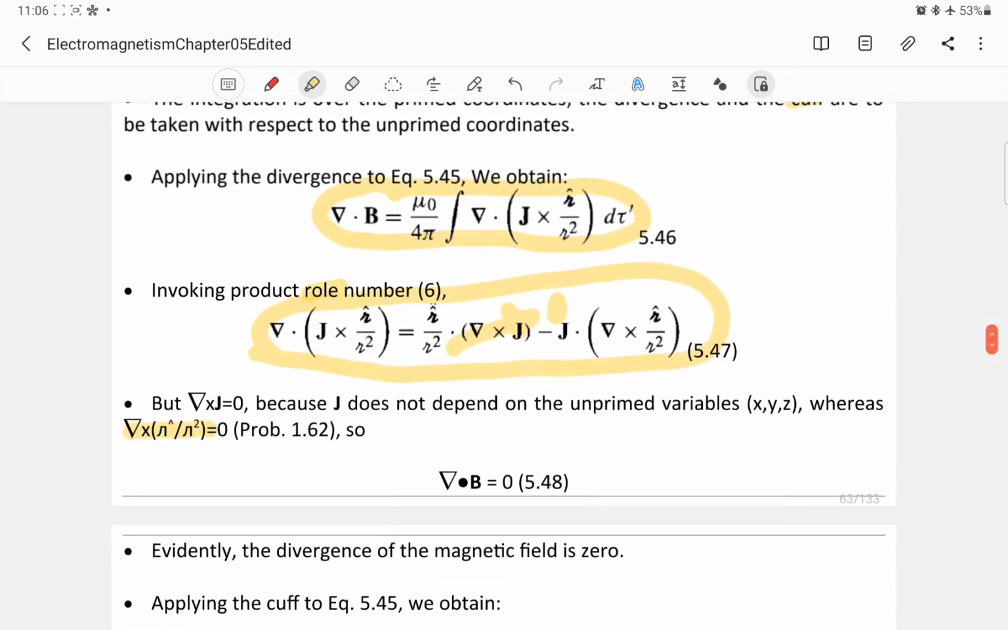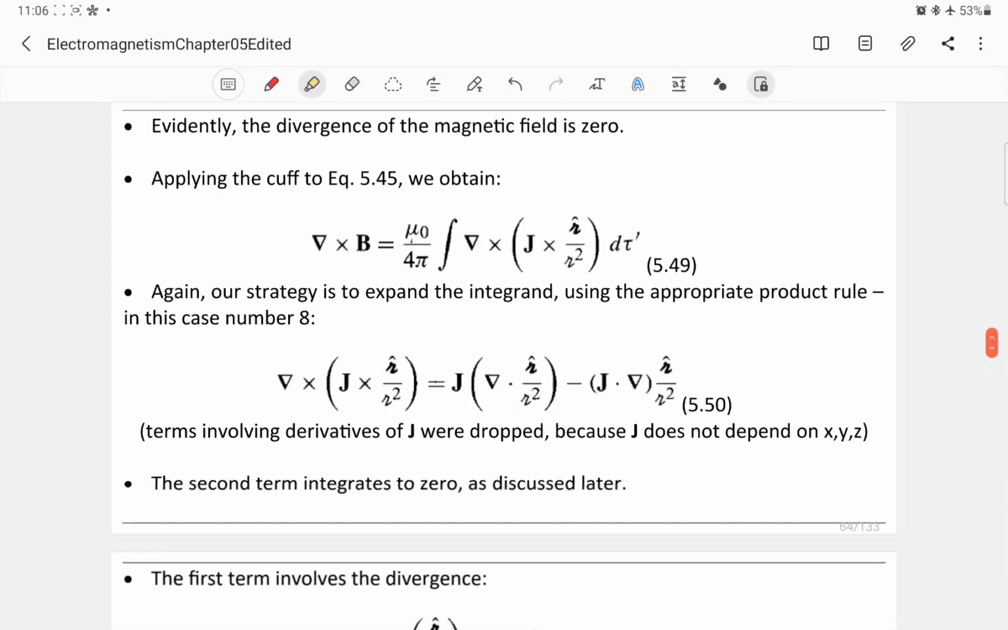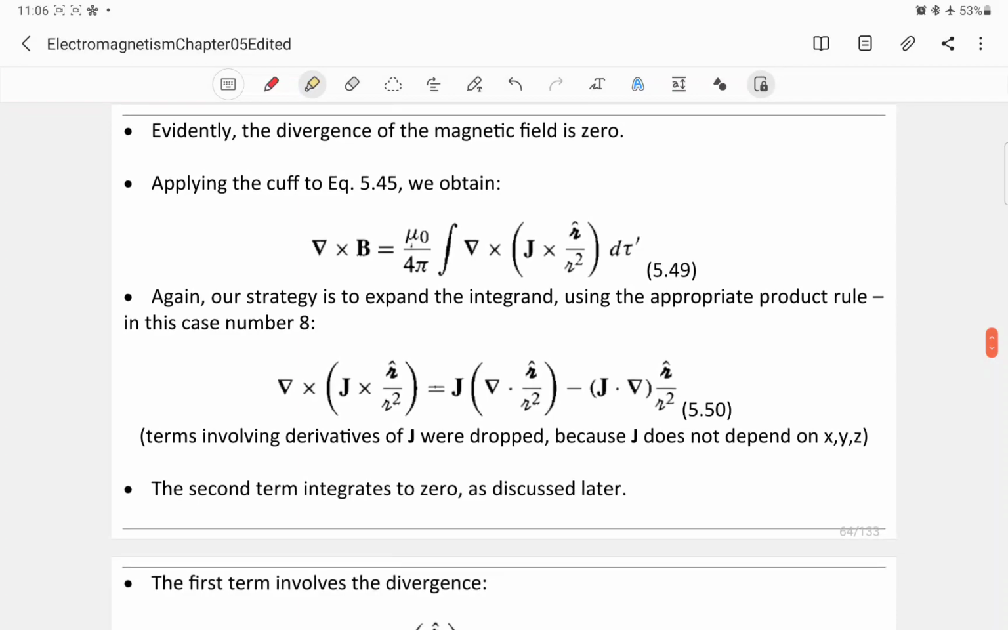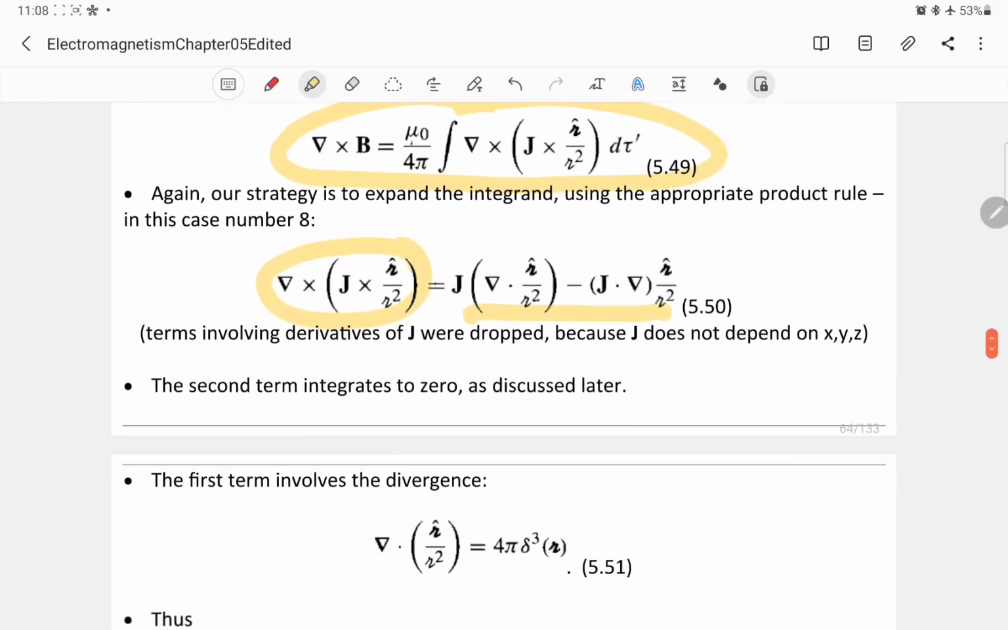So we have the first result: the divergence of the magnetic field is 0. So applying the curl to B, we have this. Again, expand the integrand using the appropriate product rule. In this case, if you could remember, rule number 8. So your expansion would be this one here, and so that you can put them back into the integral.